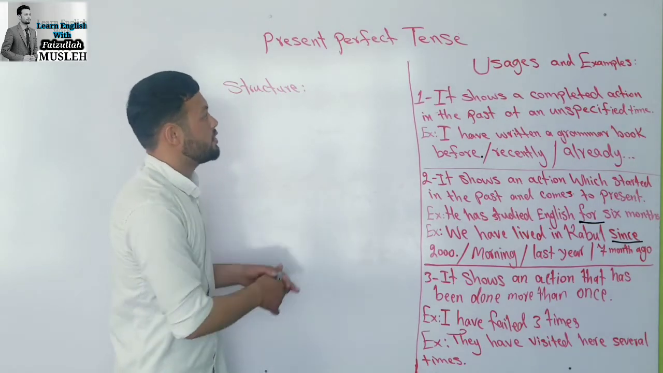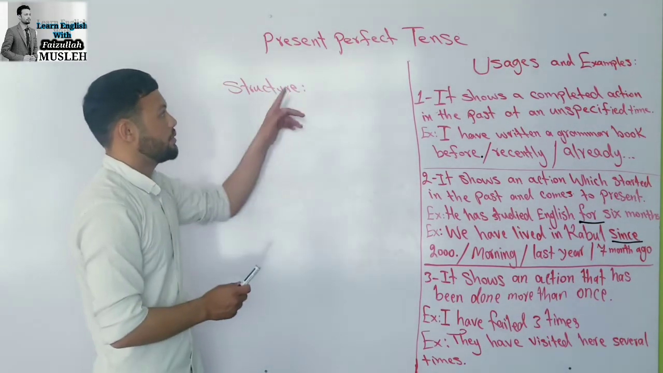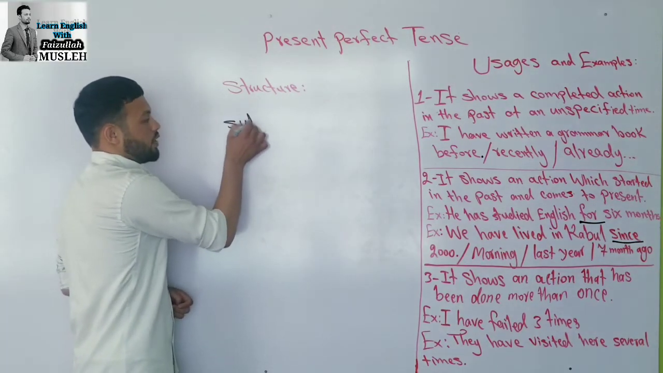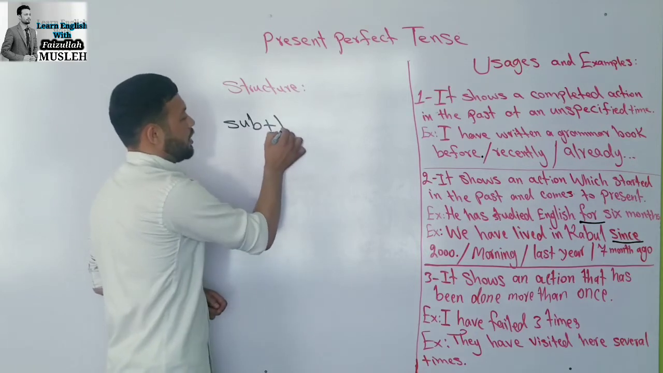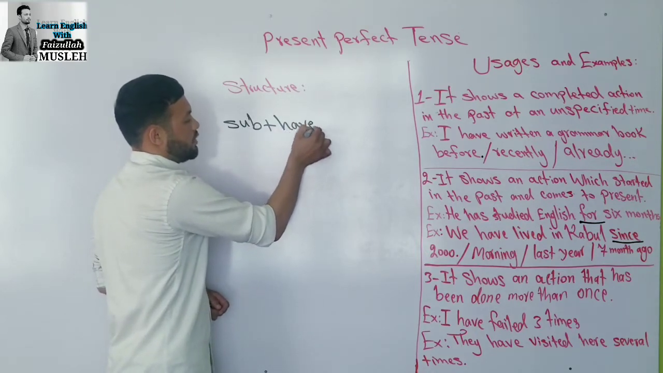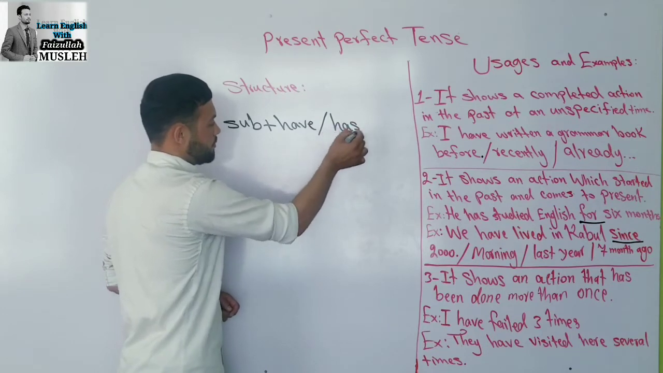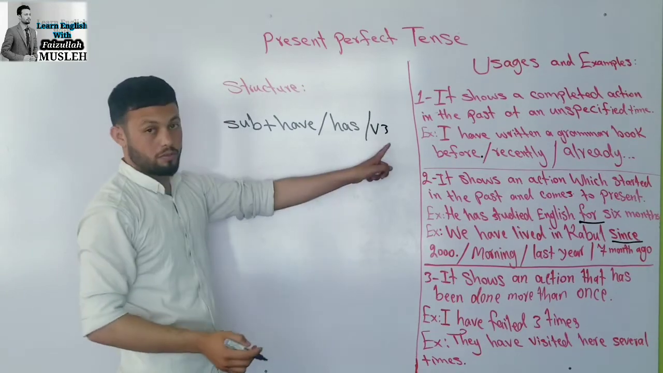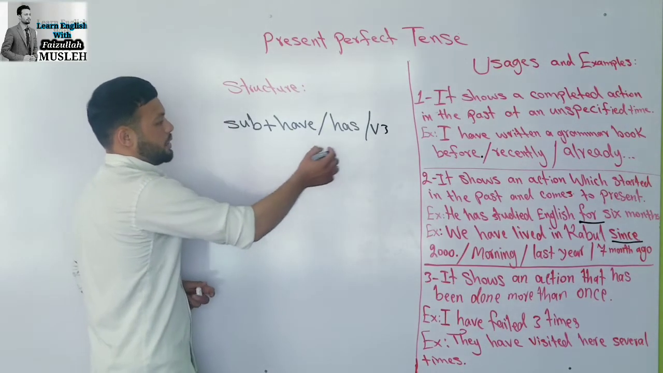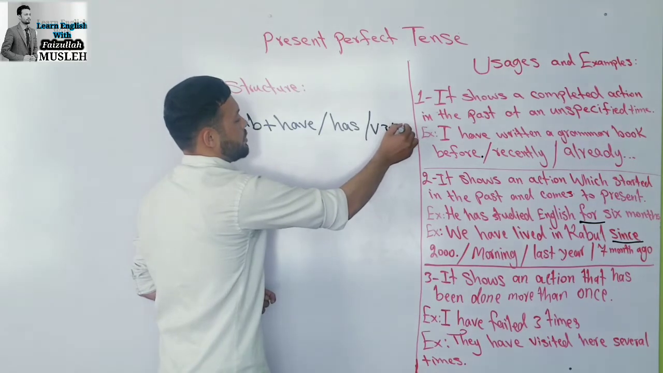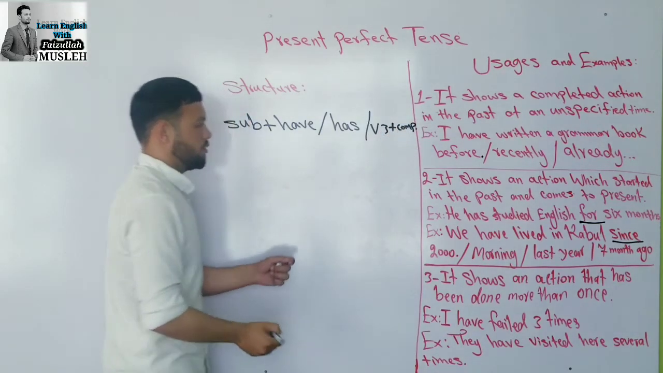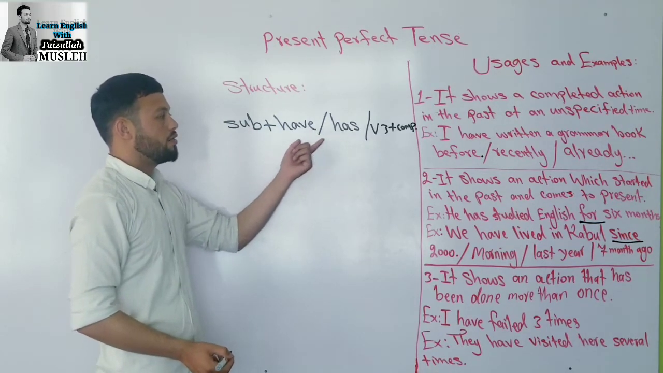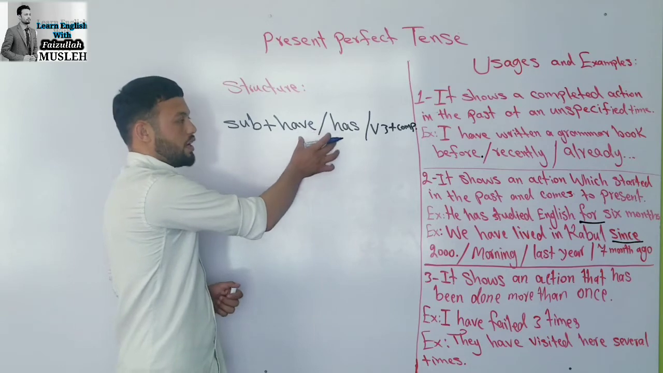Now, how to make sentences for present perfect tense. The structure is subject plus have slash has plus verb 3, means the third form of the verb, and plus complement, which completes the sentence. Subject, have and has. Why do we use have and has?